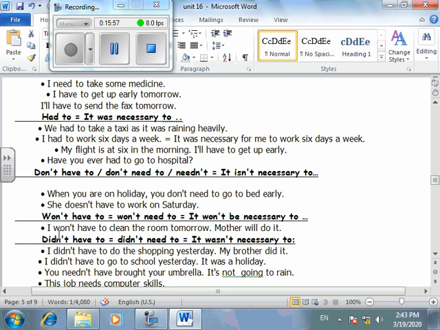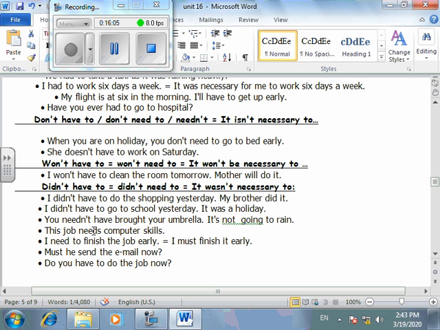Won't have to equals won't need to equals it won't be necessary, for the future. I won't have to clean the room tomorrow. Mother will do it. What about didn't have to, didn't need to? It means it wasn't necessary to do it. I didn't have to do the shopping yesterday. My mother did it. I didn't have to go to school yesterday. It was a holiday. You needn't have brought your umbrella. This means that I brought it, but it was not necessary.